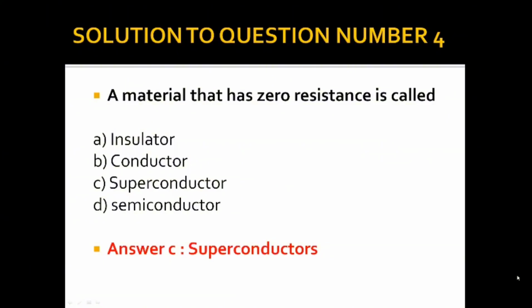Now that is the question. A material that has zero resistance is called dash. And I say the answer is superconductors. Why? Because since there is no resistance at all, that means the conductivity is at 100%.